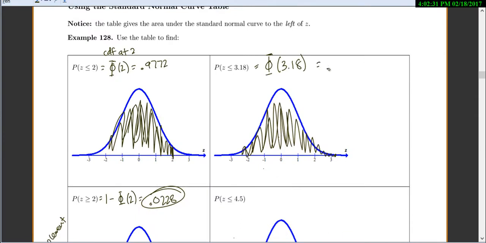So 0.9993. Again, this is in the very back of your guided notes, and I put it on Canvas so you can just download it.